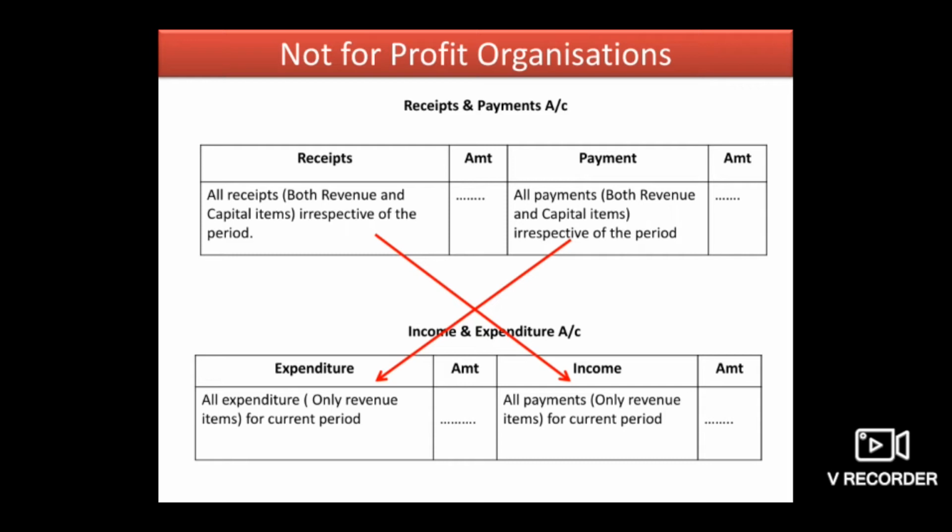All revenue receipts from the receipts and payments account will be recorded on the credit side or the income side of the income and expenditure account, and from all the payments in the receipts and payments account, take the revenue payments and record them on the debit side or the expenditure side of the income and expenditure account.